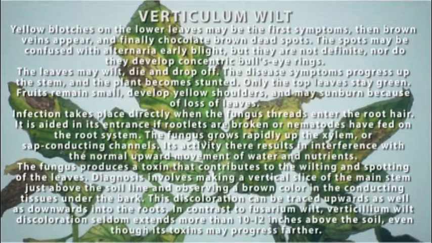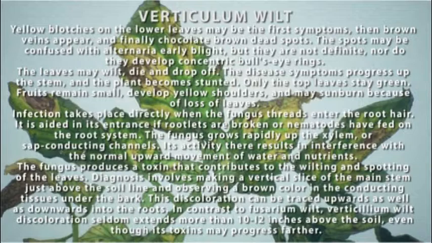The fungus grows rapidly up the xylem, or sap-conducting channels. Its activity there results in interference with the normal upward movement of water and nutrients. The fungus produces a toxin that contributes to the wilting and spotting of the leaves.